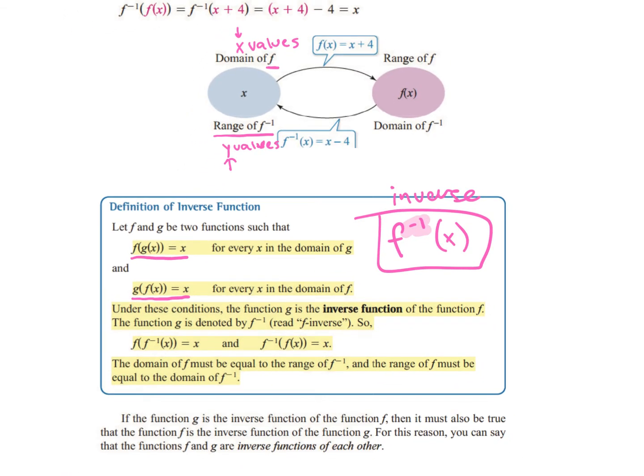But the first two examples, we're going to be verifying inverses. So we're going to use this part here. We're going to have to find f of g, make sure that that's equal to x, and g of f, and make sure that that's equal to x.